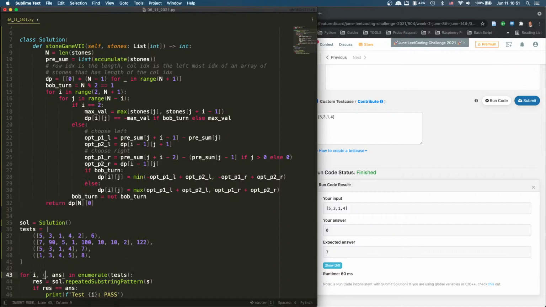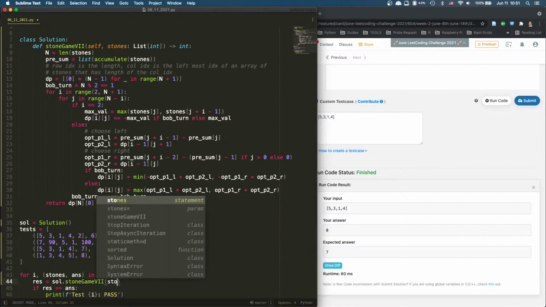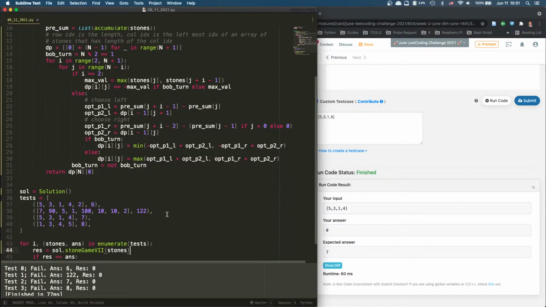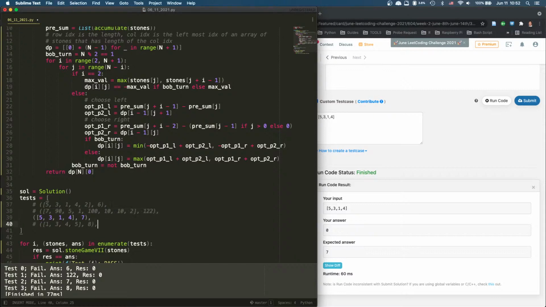So this is a stone game. 7 stones. All right, check it. And we got 0. What the hell? That is not how I expected it to be. What the actual hell? Alright. Not right. There's something wrong with the DP, which is fine.